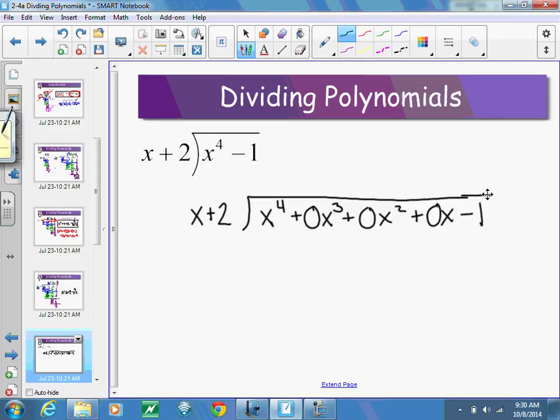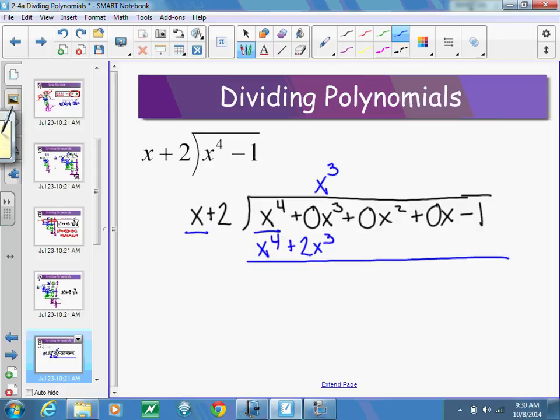You're going to want to have those place values in so that you have all of your columns that are going to work out very well for us. So just going through one more long division problem here. So x times what gives me x to the fourth? Well, that's going to be x to the third. Multiply, I get x to the fourth plus 2x to the third.